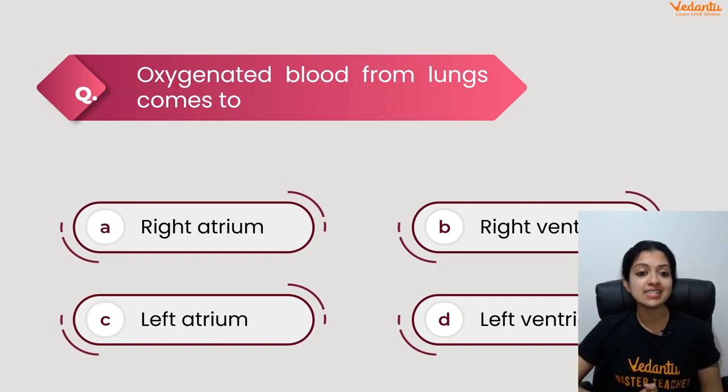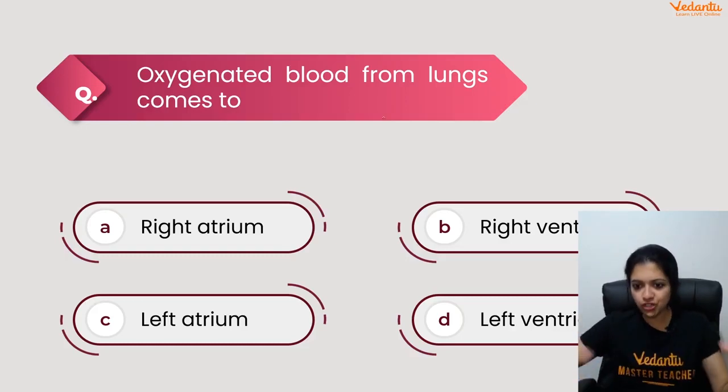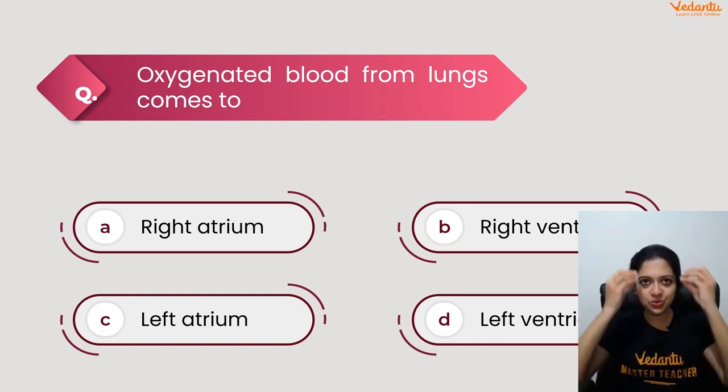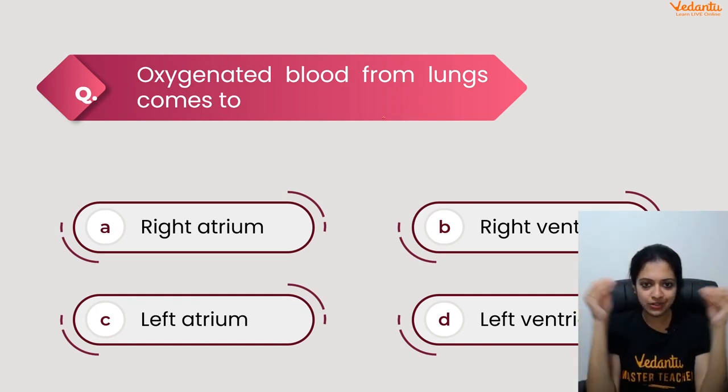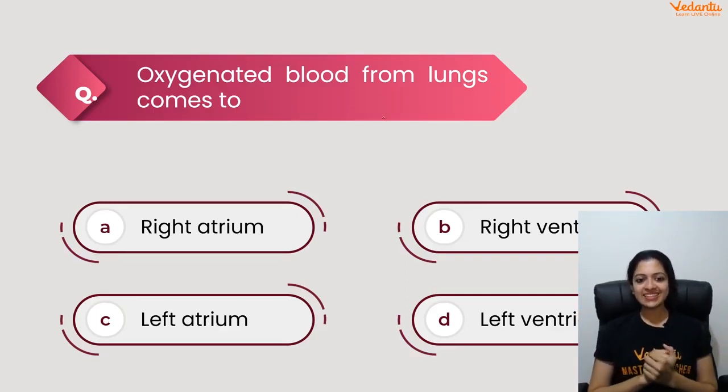Now, oxygenated blood from the lungs comes to dash. Right atrium, right ventricle, left atrium, or the left ventricle. What would it be? Oxygenated blood from the lungs comes to which of these chambers of your heart? That's also a very, very good question. So that you know the actual flow of double circulation, flow of blood. Yes, children?